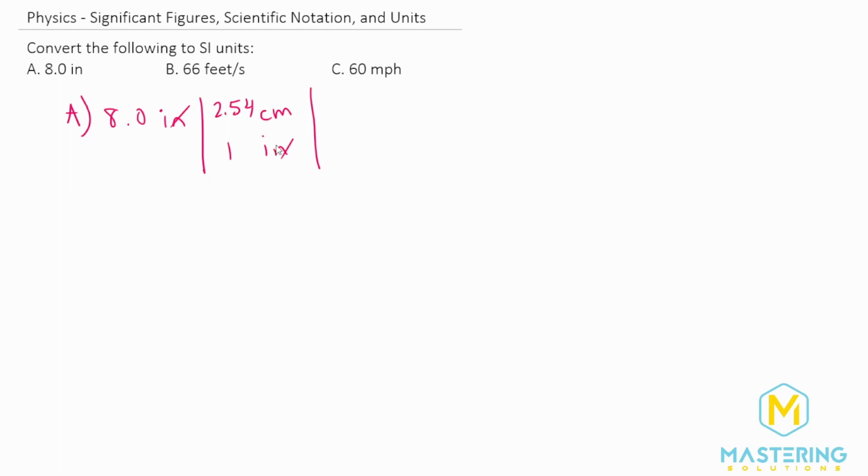But we don't want centimeters, we want meters. So we know that in centimeters there are 100. There's 100 centimeters for every 1 meter for standard units. So now we'll go ahead and multiply and divide these. If it's on the top, you multiply. If it's on the bottom, you divide.